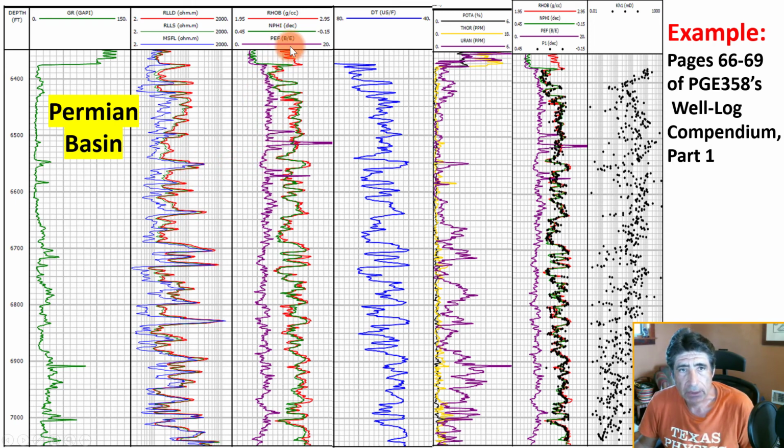Here we have the density and neutron logs expressed in limestone porosity units. They have a fair description of the porosity. In fact, if you plot these logs in limestone porosity units and you overlap the core values of porosity, you are going to see a tremendous amount of coincidence. They track 1 to 1.